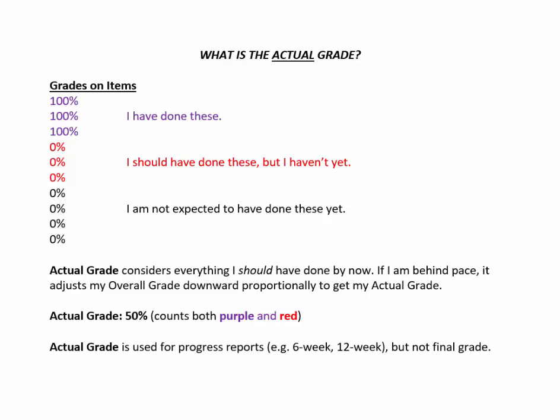So in this case, we have a scenario where the student should have done what's in purple and what's in red, but has only done what's in purple. The student had a 100% overall grade, but has only done half of what's expected of them. So as a result, they're going to get half of that 100% as their actual grade, which winds up being 50%.